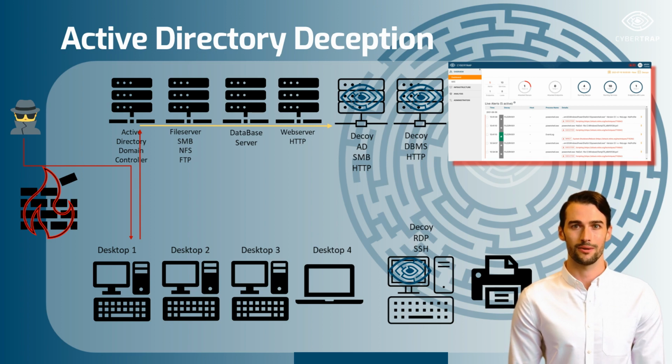CyberTrap fools the hacker by pretending that a user with domain admin rights is logged into the decoys. The adversary would like to take over the session of that user, and therefore logs into the decoy, taking the bait. At this point, all of the adversary's actions can be monitored.